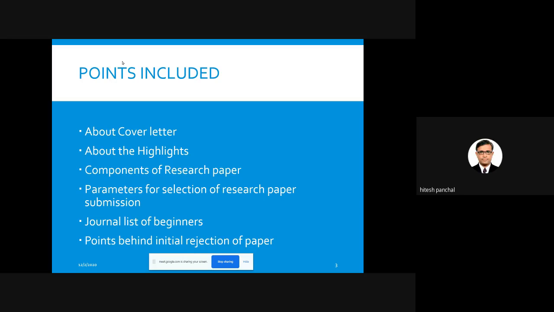Then I will also share, because Darshan sir has already told that the majority of faculty members or students here are beginners, so for beginners I will share some list of journals. For the beginners, you can submit your papers to these journals. Very soon, within about 2 to 3 months, you will get acceptance, revision or rejection, whatever. And at last, we will discuss the points behind the initial rejection of a paper.